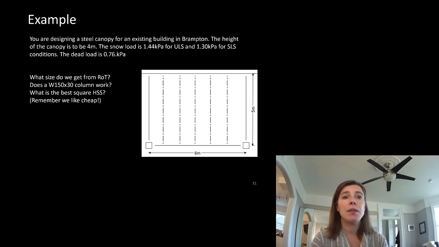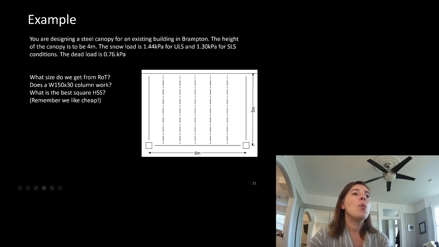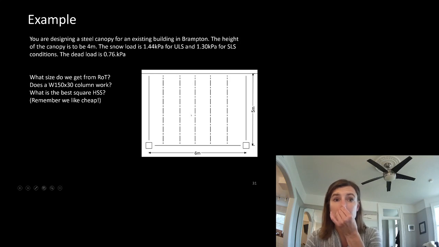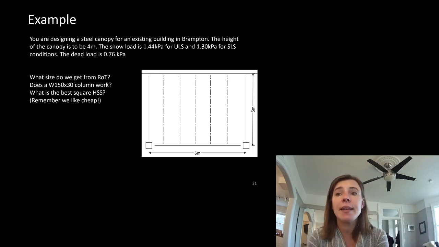The height of the canopy is 4 meters. We've already figured out that the snow load is 1.44 kPa. So somebody's already done that for us for ULS. They've already looked up SS and SR and applied all of the factors to it and told us that the snow load is 1.44 kPa. And they've also said that for serviceability questions, it is 1.3 kPa. So they've asked us, what size do we get for this column if we look at sizing guidelines?